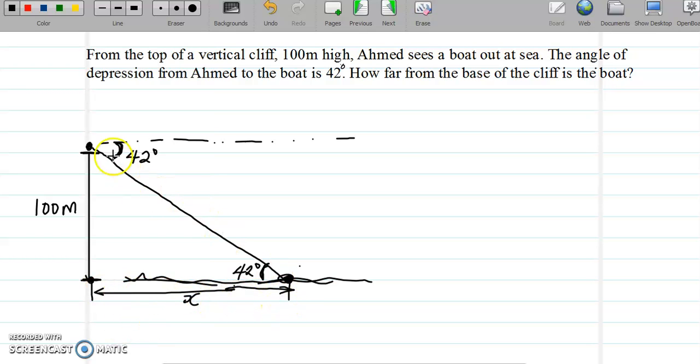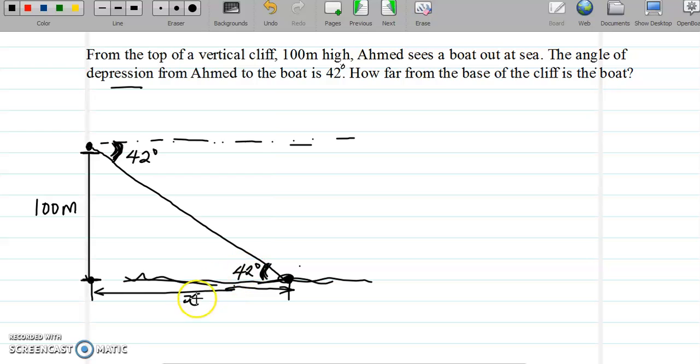You see that? So since Ahmed is here, this is the eye level of Ahmed. For Ahmed to see the boat, he must look down. And the angle he makes there is what we call the angle of depression. And he makes an angle of depression of 42. So I know that if here is 42, the angle here also must be 42. We can call it what? Alternate angle. We have done that before.